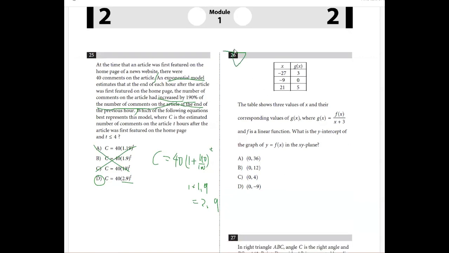Okay, question 26. So a tricky one here. The table shows three values of x and their corresponding values of g of x, where we have this relation, and f is a linear function. What is the y-intercept of the graph of y is equal to f of x in the xy-plane? So when x is equal to 0.